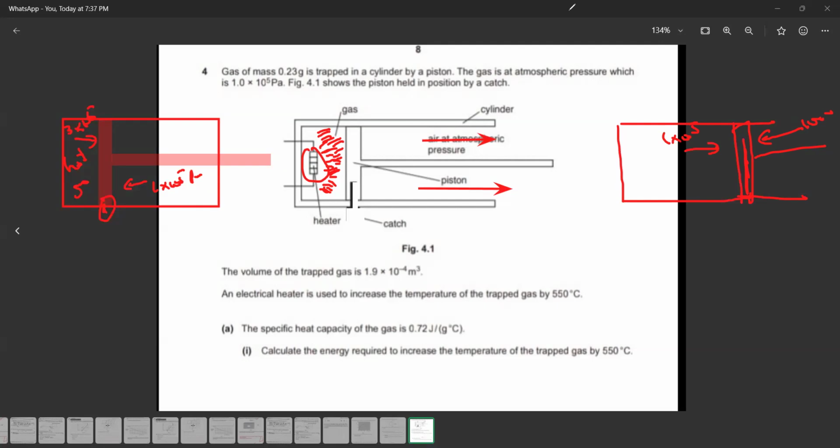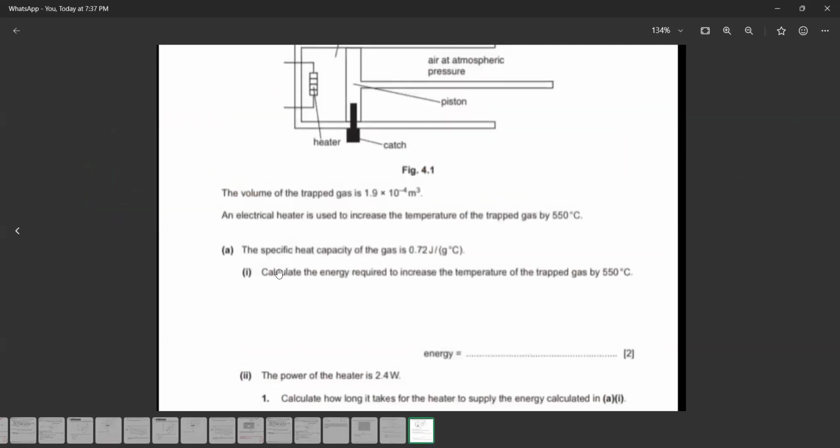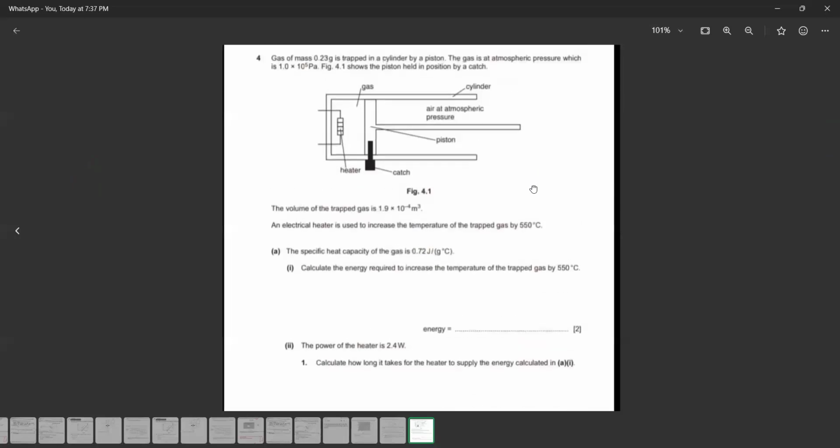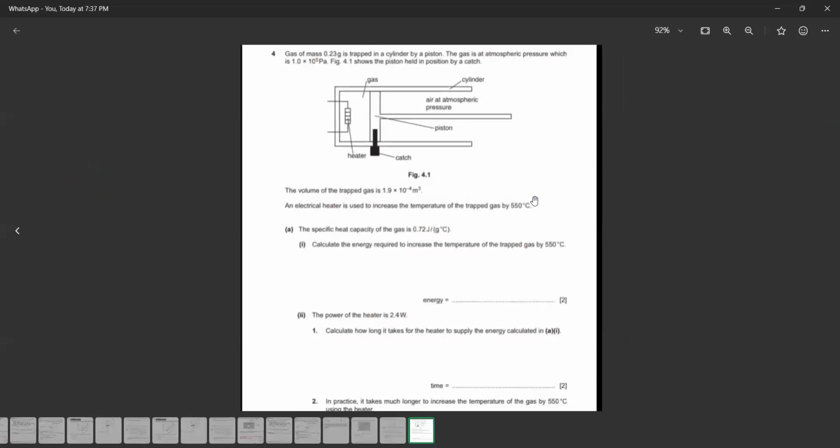Only the equation you have to learn. So the question is: specific heat capacity of the gas is 0.72. Volume is directly proportional to temperature. Like if you increase the temperature, the volume will increase. So specific heat is 0.72 joules per gram degree centigrade, so the mass should be in gram. If this was in joule per kilogram, then the mass should be in kilogram.